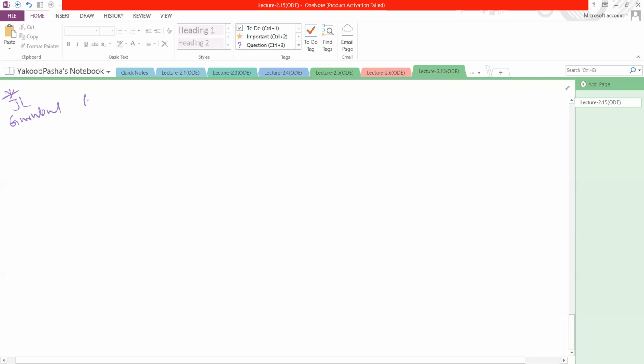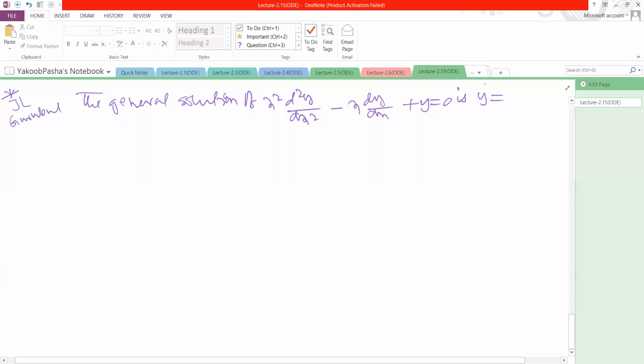The general solution of x square d square y by dx square minus x into dy by dx plus y is equal to 0 is y equal to. We have different options here. First I am writing it in the operator form. This is (x square d square minus xd plus 1) into y is equal to 0.